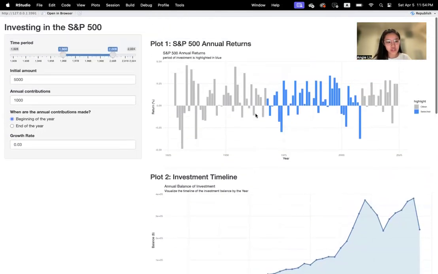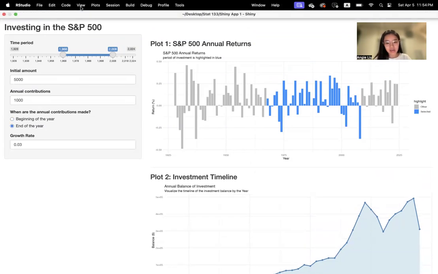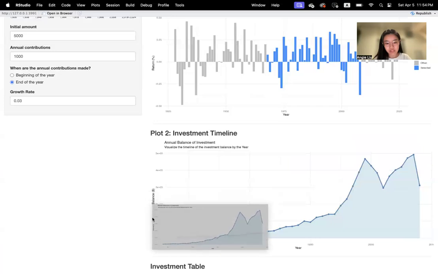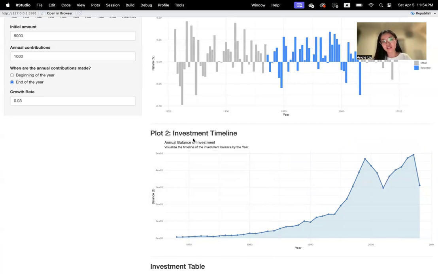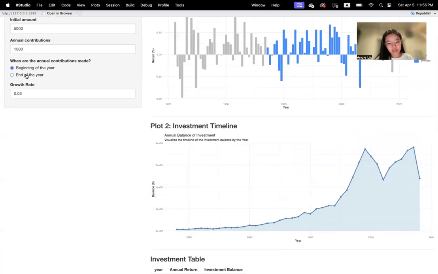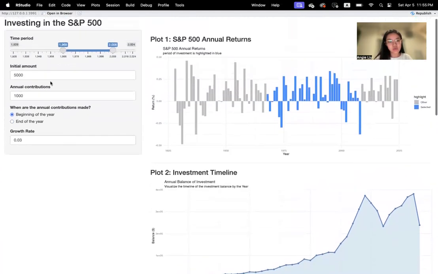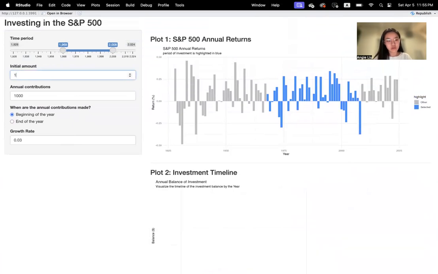But also I want to show that this is the beginning of the year. If we move to the end of the year, we can see the difference in the timeline, which is the balance on the second graph. And also we can see how the investment table changes. You can see there's a small change in the investment balance.